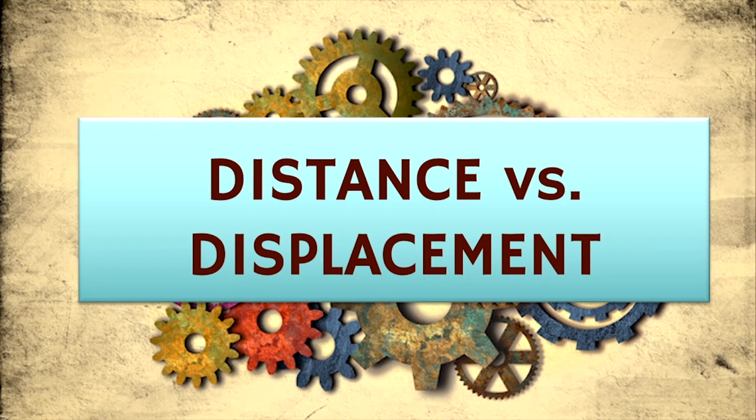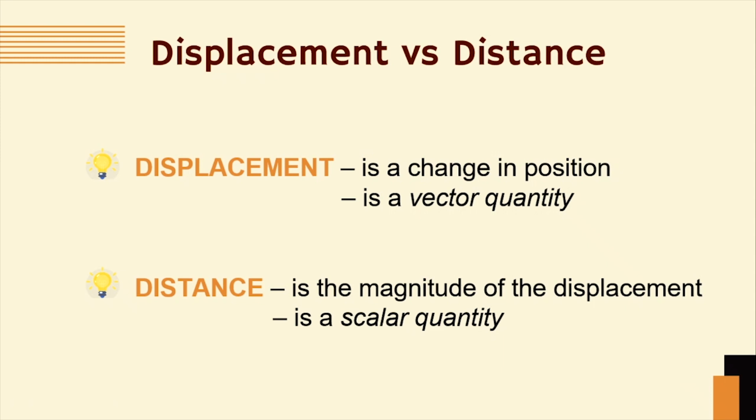In this video, we are going to differentiate distance and displacement. By definition, displacement is the change in position of an object. It is a vector quantity. Distance, on the other hand, is defined as the magnitude of the displacement, and it is a scalar quantity.